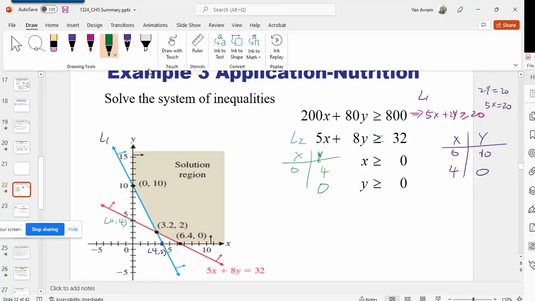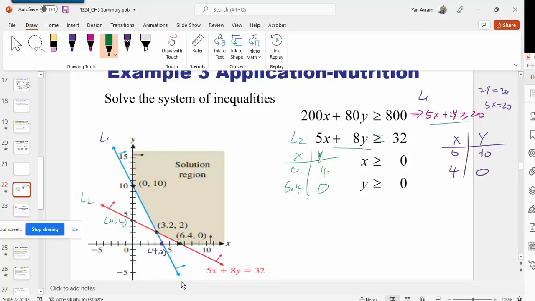Same thing, if I let y equal to 0, I have 5x equal to 32. So 32 divided by 5 is 6.4. So about right here, 6.4 and 0. Okay, so that is the second line, L2. All right, and we already found the intersection point earlier. Look at it, it's 3.2 and 2, right? Using this equation and this equation to solve the intersection point.